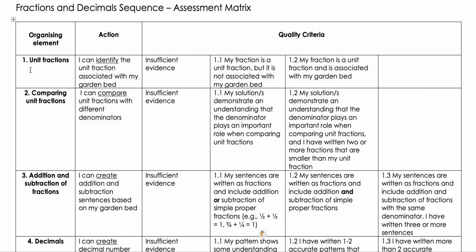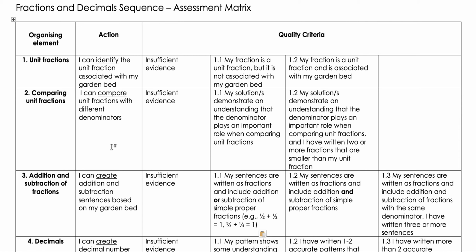So our first part is unit fractions. So the first bit here is insufficient evidence. So if you haven't given a unit fraction at all. 1.1, my fraction is a unit fraction, but it is not associated with my garden bed. So that means you've given a unit fraction, but it doesn't really match up with your rectangle that you've drawn and divided into equal plots. 1.2, my fraction is a unit fraction and is associated with my garden bed. So this is where the unit fraction does match up with the plots in your garden bed.